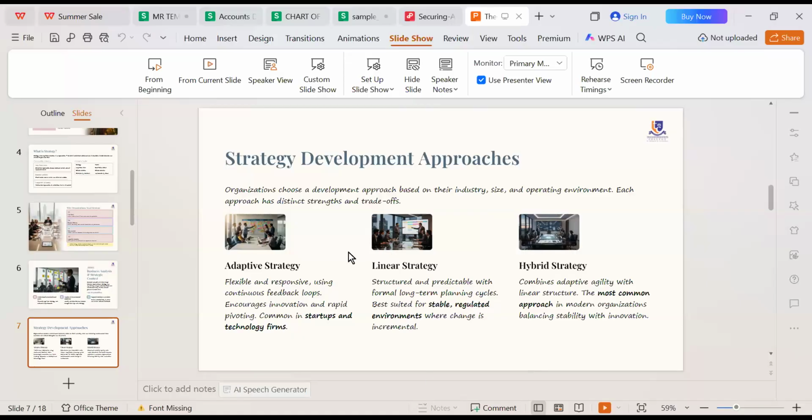Strategy development approaches. What are those approaches that we should consider or put in place? What approach do we guide the organization to put in place to be able to achieve their strategic goals? Organizations choose a development approach based on their industry, the size of the organization, and the environment they're operating in. Each approach has distinct strengths and trade-offs.